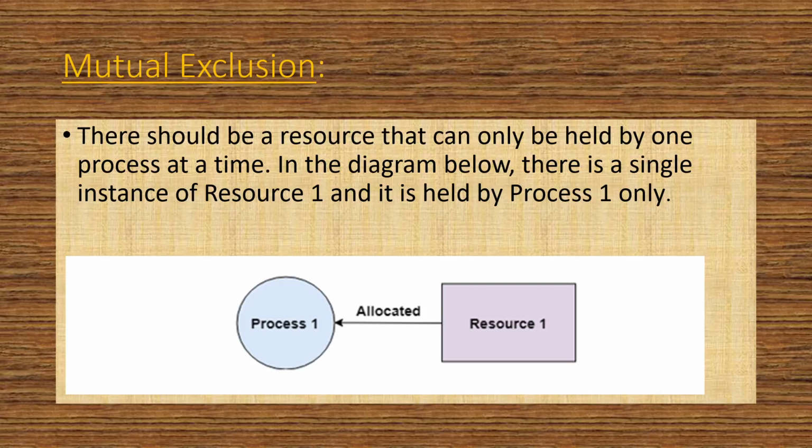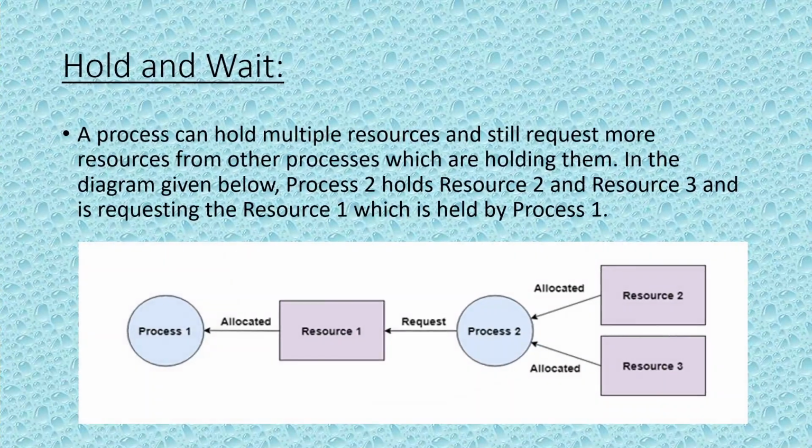Now let's go to the next one, hold and wait. Hold and wait means a process holds some resource and is waiting for some other resources, but those resources are required by some other process. Here, a process can hold multiple resources and still request more resources from other processes which are holding them. In the diagram here, process 2 holds resource 1, resource 2 and resource 3, and is requesting resource 1, which is held by process 1.